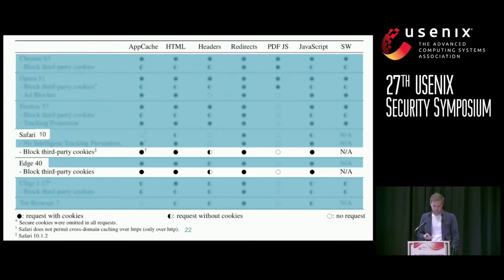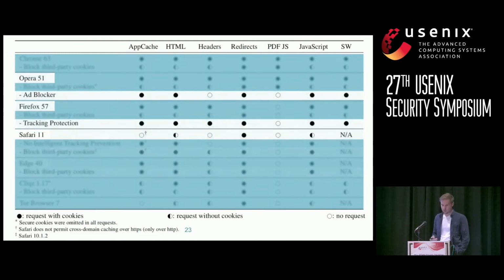Then for the other options to block third-party cookies, for example, in Safari 10 and Edge 40, we see that those are not as effective. We found multiple mechanisms that can bypass this option. Then for the more advanced options like Opera Adblocker and Firefox Tracking Protection, we found that those are also not as effective as advertised. Although Safari 11, in which Safari Intelligent Tracking Prevention is enabled by default, is quite effective if we don't count the redirects group, because it managed to block all third-party cookies.